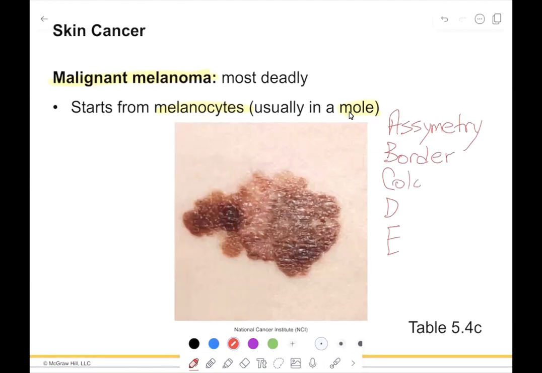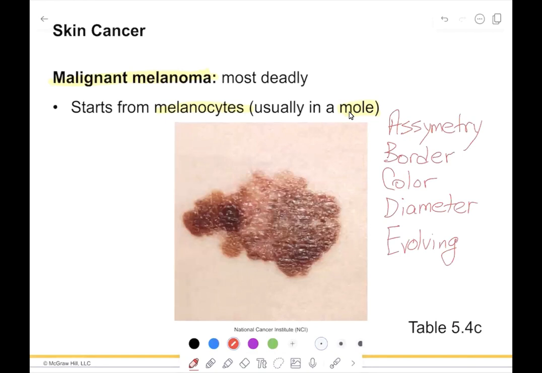Is the color consistent throughout? What about the diameter of it? It's specifically dangerous if it's more than about 6 millimeters. And then the last one is evolving. So is it starting to change?